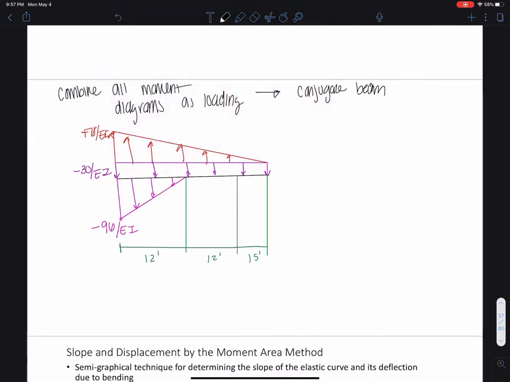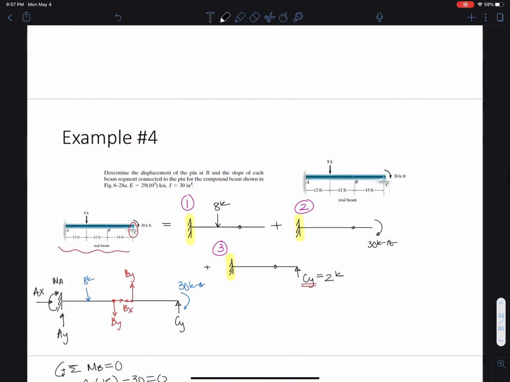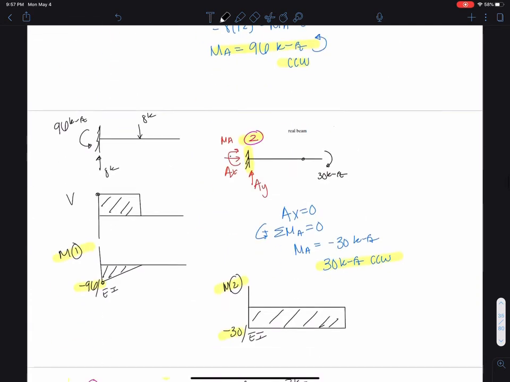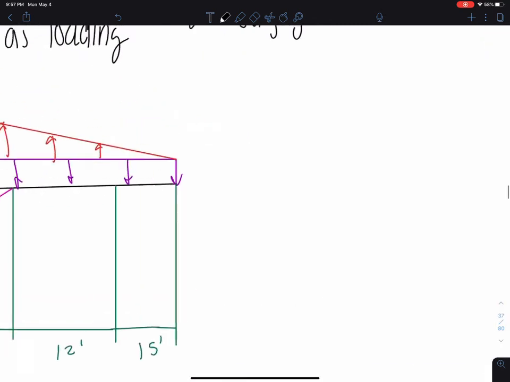slope and deflection here. So let's go back and see what we're looking for in this problem again. We want the displacement of the pin at B and the slope of each beam segment connected to the pin. So we want delta B, and we want theta B from the left and theta B from the right. That did not look like an R. Right, there we go.